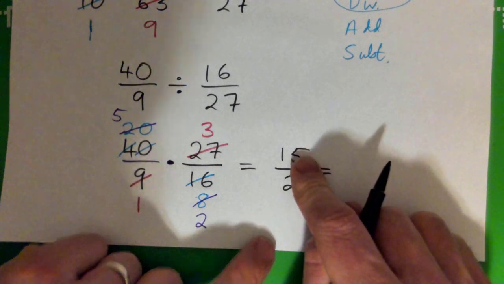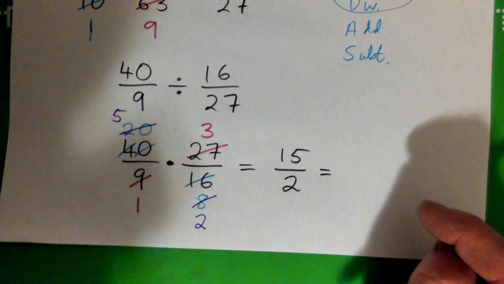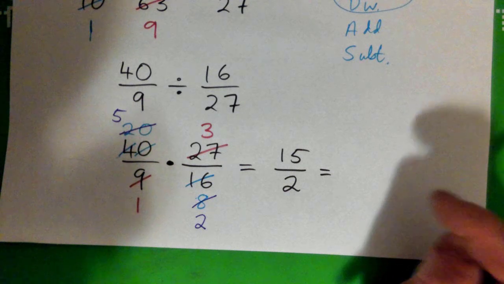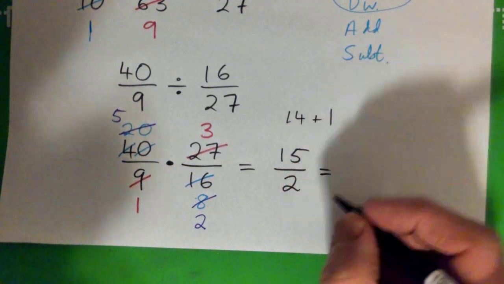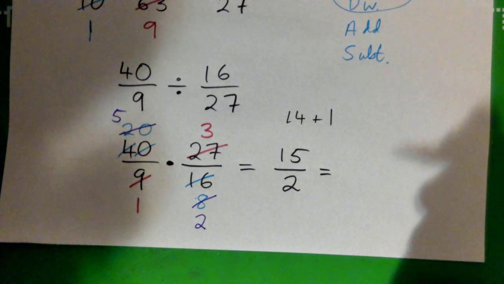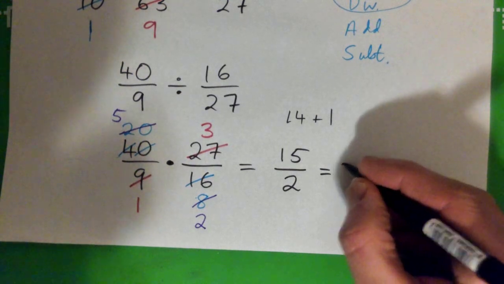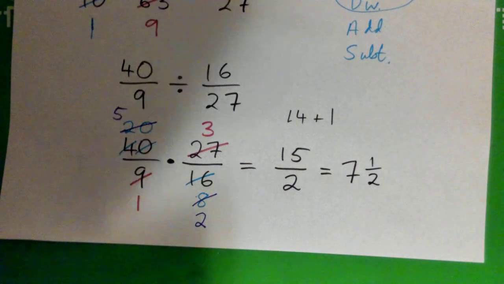So 2 into 15 goes how many times? 14 plus 1 is 15. So 2 into 15 goes how many times? 7 times, right? Remainder of 1. So 7 and a half. Yep.